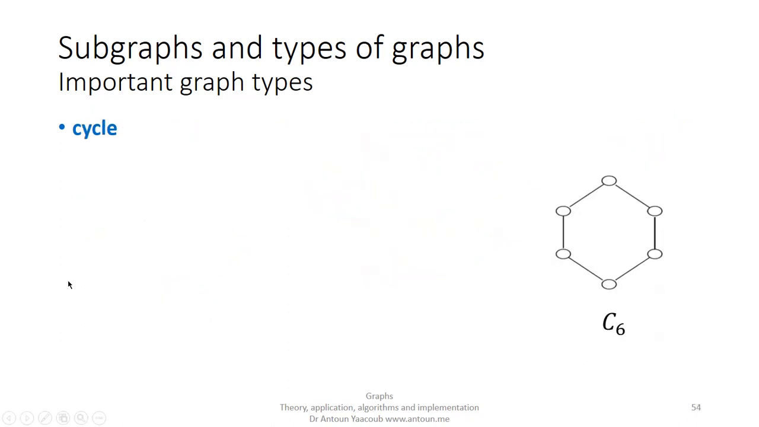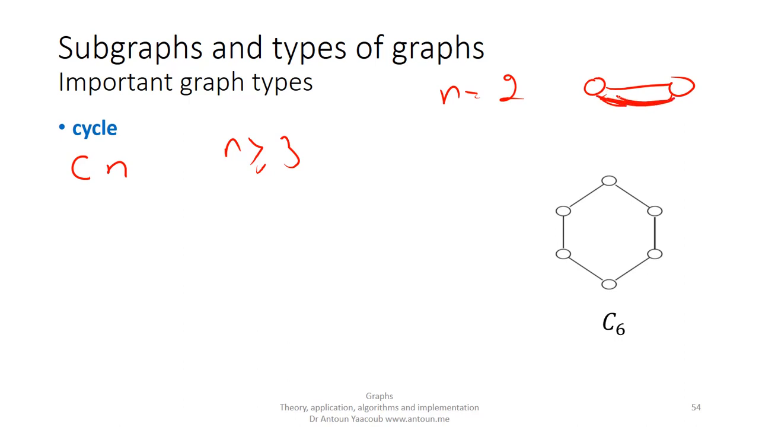We also have a cycle. We call them Cn. This is true for n greater than or equal to 3, because if n is equal to 2, a cycle would look like this. It's as if there's another edge, and we are not considering multigraphs. So our cycles begin from n greater than or equal to 3.